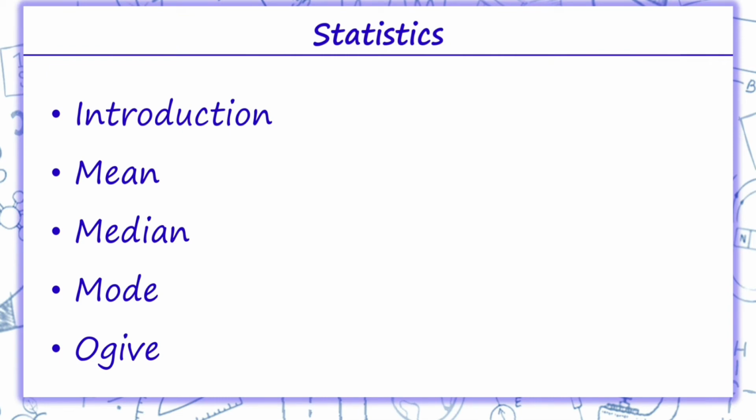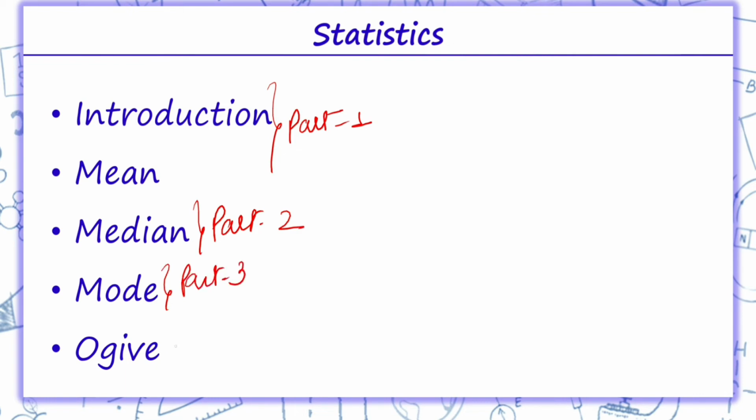See, in Part 1 we already studied introduction and mean. In Part 2 we studied median. In Part 3 we studied mode. Now in this part we are going to study Ogive.